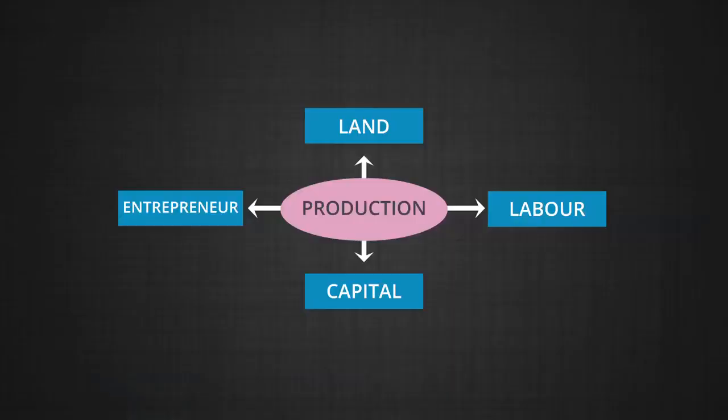Land typically includes all natural resources. Capital includes all man-made resources that are used in production: machines, tools, factories, etc. Entrepreneurship or enterprise is what brings various factors together to organize production. In other words, production represents the process through which different factor inputs combine to produce goods and services which are used to satisfy human wants.